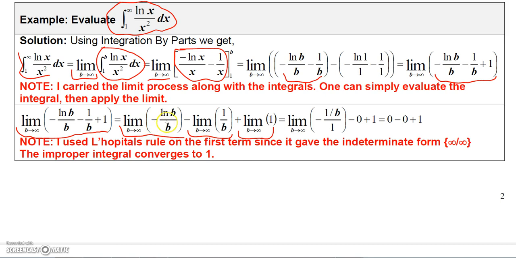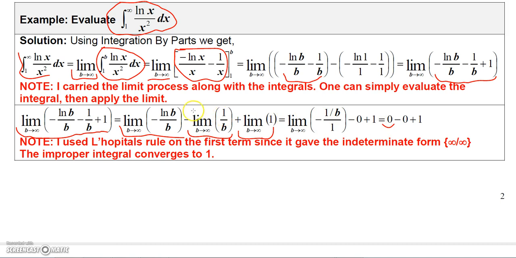That's actually an indeterminate form. That's going to be infinity over infinity as b goes to infinity. So I'm going to apply L'Hopital's rule. I'll take the derivative of the top, which is 1 over b, and the derivative of the bottom, which is just going to be 1, because I'm treating b like it's a variable. So that would give me 1 over b over 1. And if you take the limit of that as b goes to infinity, you're going to get 0.